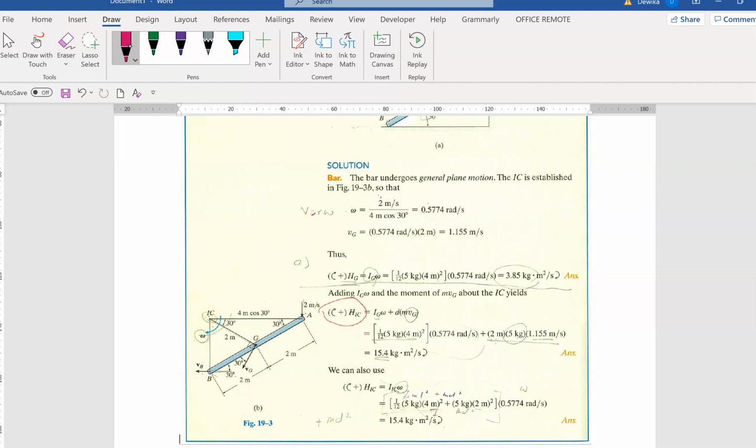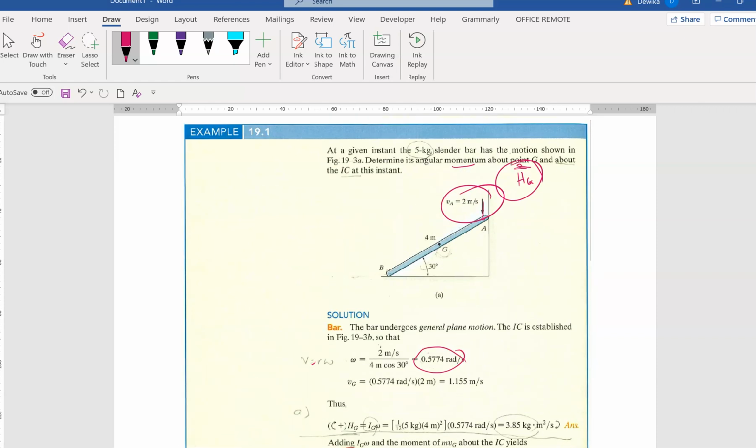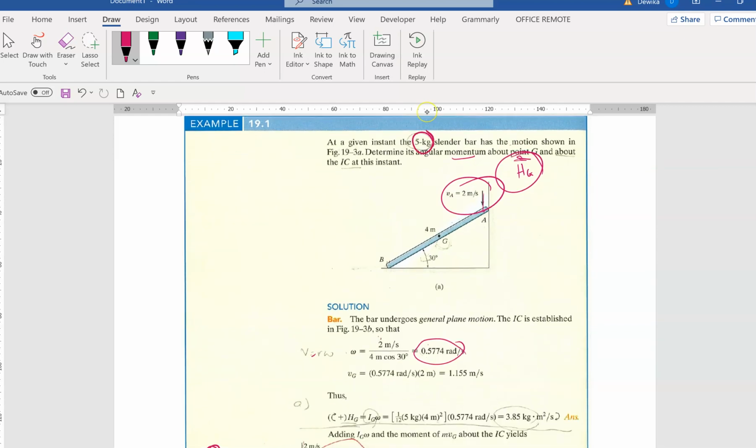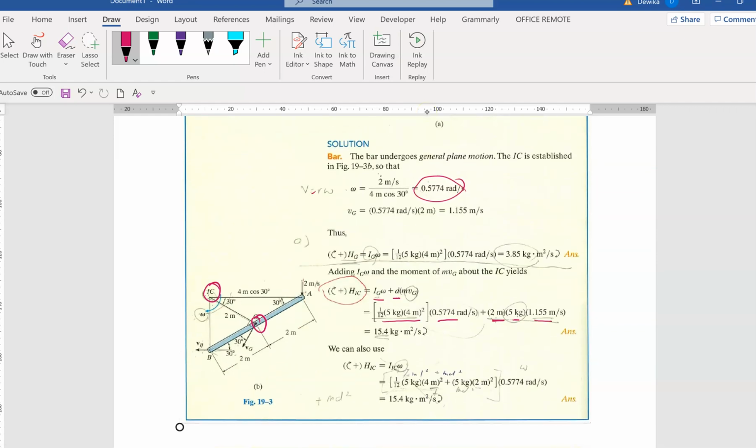So IG omega, 1 over 12 ml square, times omega, which is 5.774, plus the distance D from G to IC, sorry, that is the distance, which is 2 meters, multiplied with the mass, which is 5 kilogram, slender rod, 5 kilogram, M. Now VG, the velocity at the G, we have calculated previously. When you plug in all the values, you will see that it is 15.4 kilogram meter square per second.